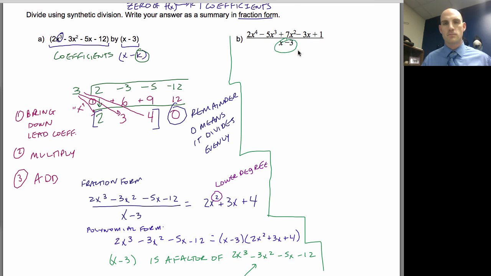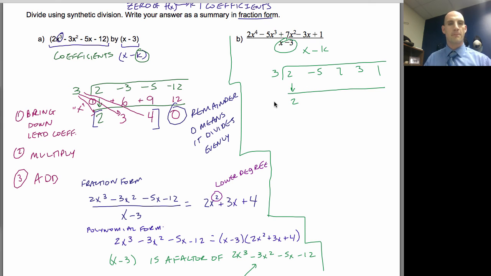So this is my x minus k. I'm going to take my coefficients, 2, minus 5, 7, minus 3, 1. Sticking those underneath here. Outside, I'm putting my k, what's being subtracted, and I'm going to go right into my polynomial division using synthetic division. So I'm bringing down my 2. 3 times 2 would be 6. I'm adding those. I get 1.